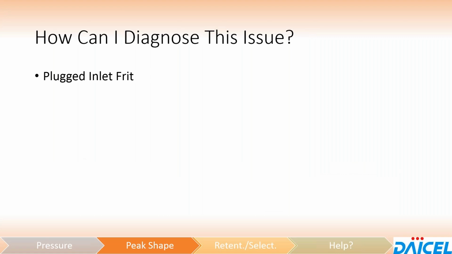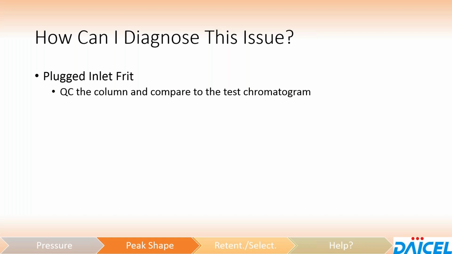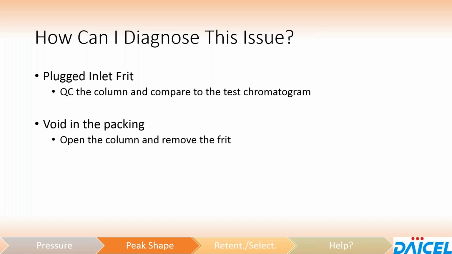So how can you diagnose this issue? I won't spend too much time on the plugged inlet frits. Again, it's the same as it was for the pressure issues: QC the column and compare to the test chromatogram. For voids in the packing, unfortunately, there's not a really good test for that other than opening up the column and removing the frit. When you remove the frit, it's pretty apparent that you have some kind of a void that has formed near the head of the column.